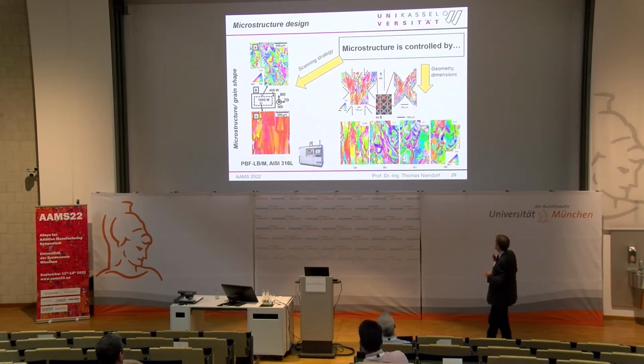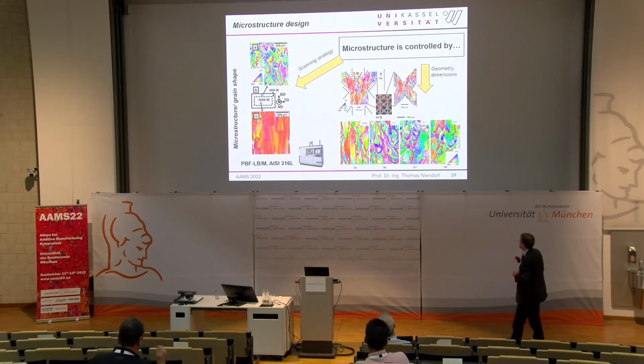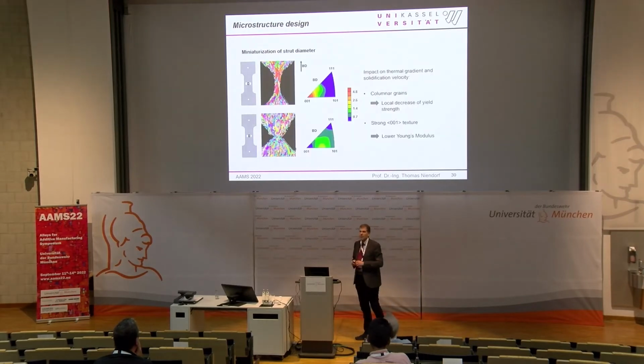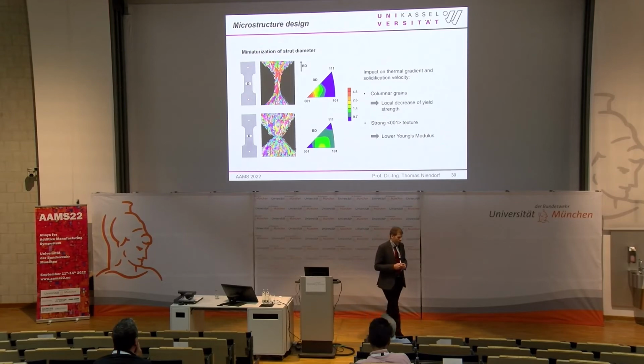So this is a simple cylinder, and we use the same parameters for printing the 316L, and going down with the diameter, we have a transition from equiaxed to columnar grained. And this columnar grain needs to be considered in all features of small size, because this then shows up. Most obvious in this specimen I show here.